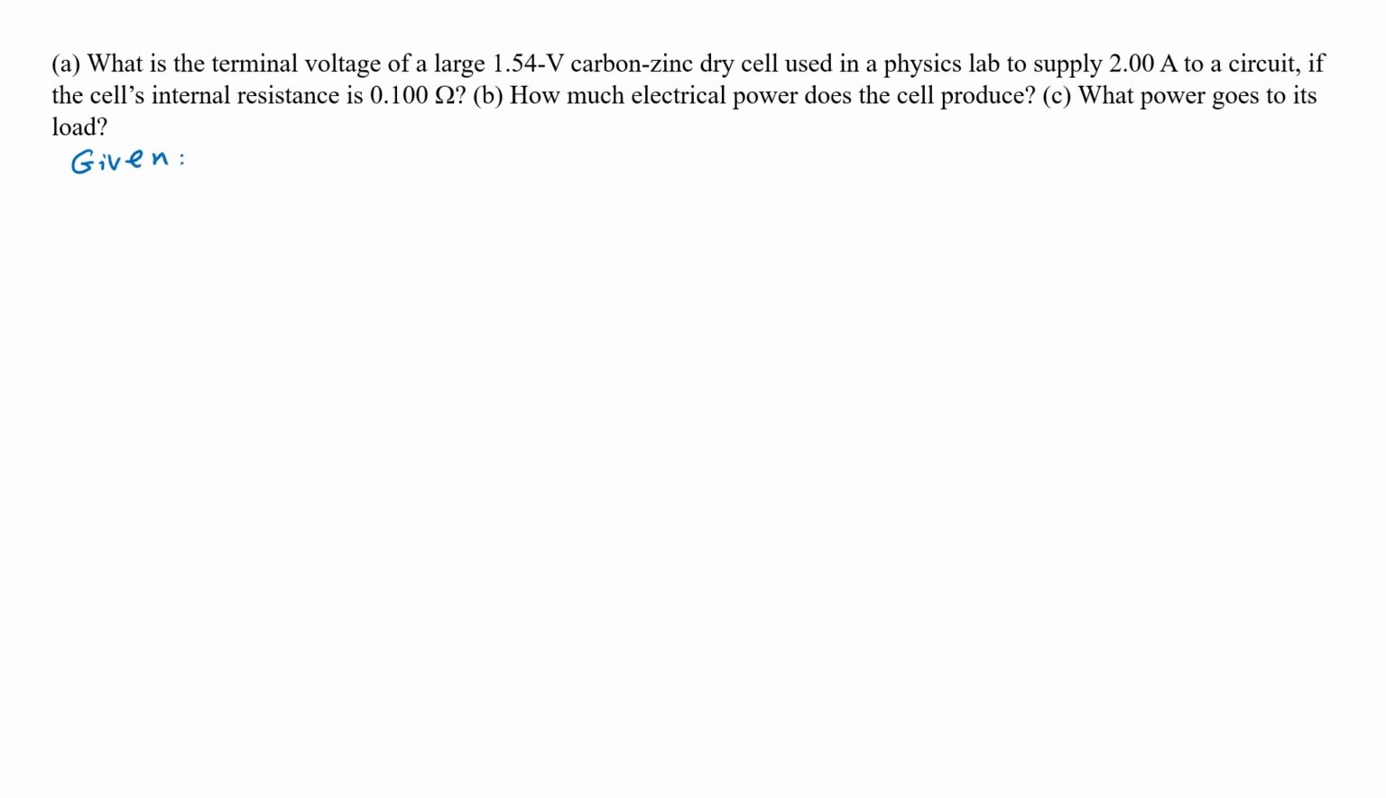the electromotive force, which is 1.54, that is the voltage of the source, and it has internal resistance of 0.100 ohm, and there is current of 2.00 amp in the circuit. And A is asking what the terminal voltage is.